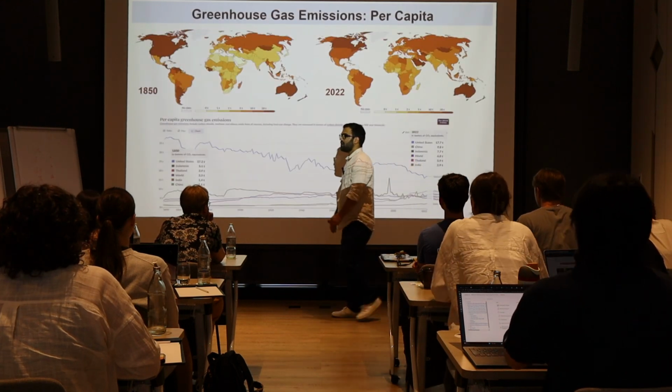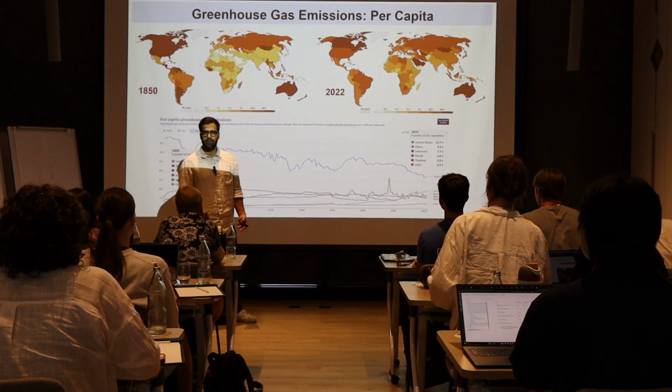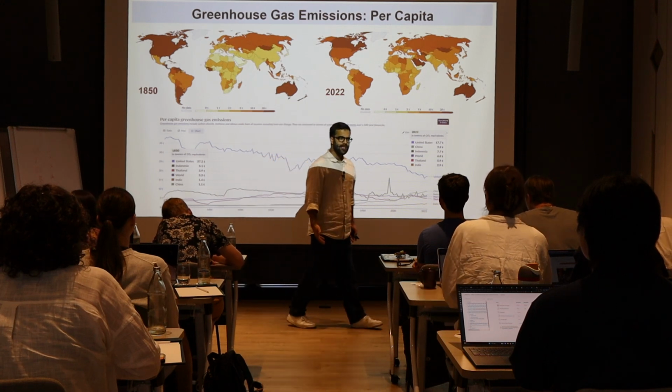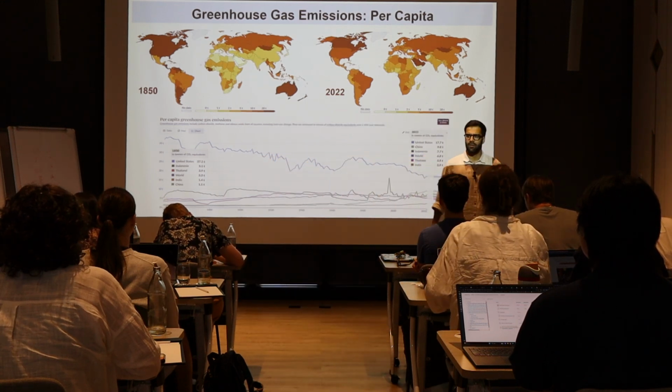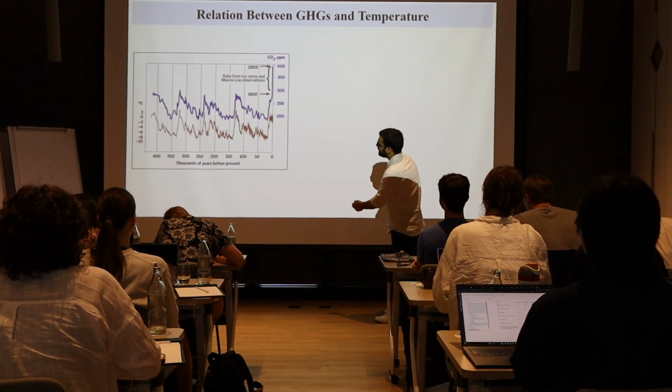Okay, so now we observe that there is an increase in the carbon emission and an increase in the greenhouse gas in the atmosphere. But is there a relation between the carbon and greenhouse gas emission and the temperature? That's what we are observing here. Look at the time scale here.